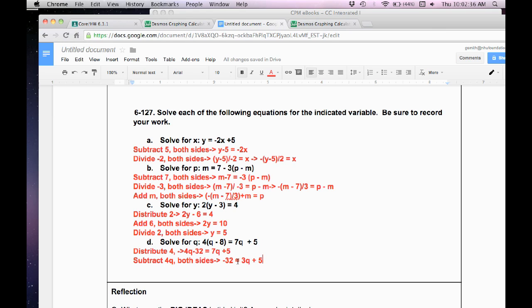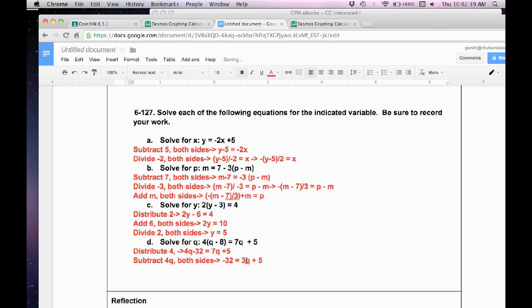Okay, then I'm going to subtract 5 from both sides. That's going to get me negative 32 minus 5. Always want to be careful with these. Negative 32 minus 5 is negative 37. Why? Because it's already negative and we're just making it more negative. Oh, that's just so depressing. Okay, negative 37 equals 3Q, so I want to find out what Q is.